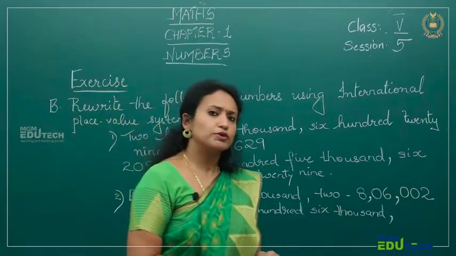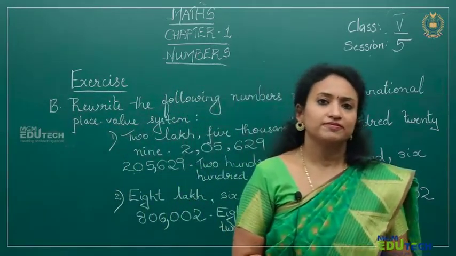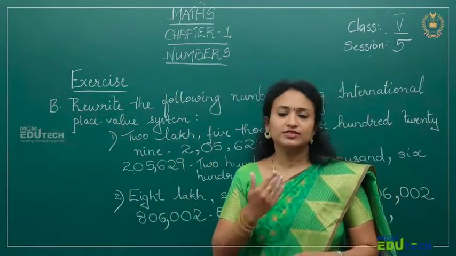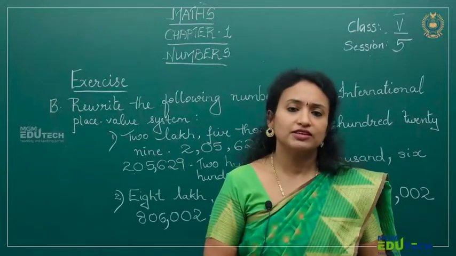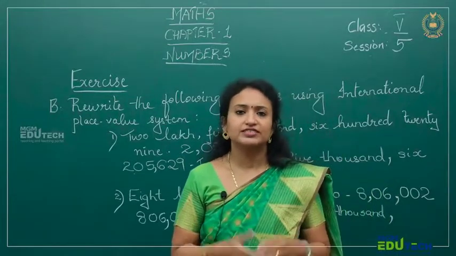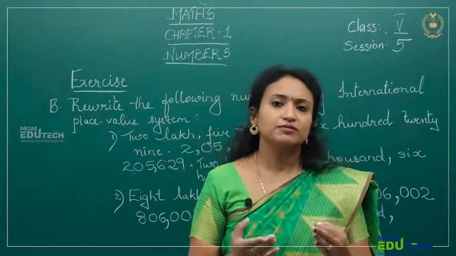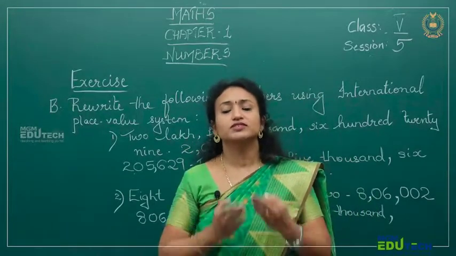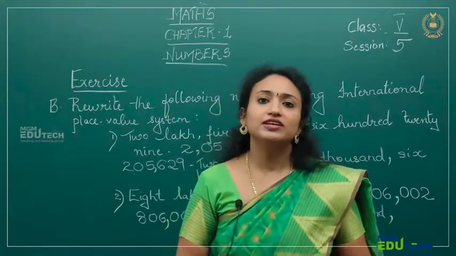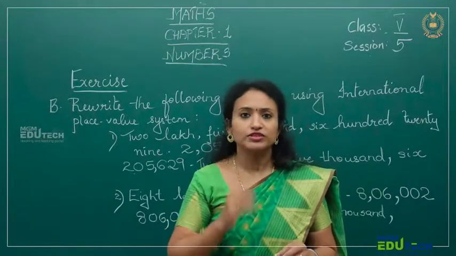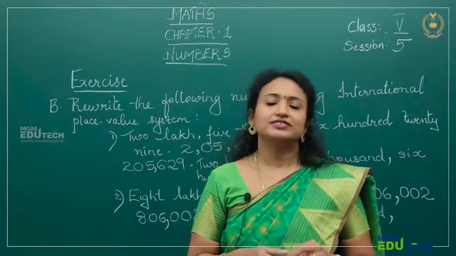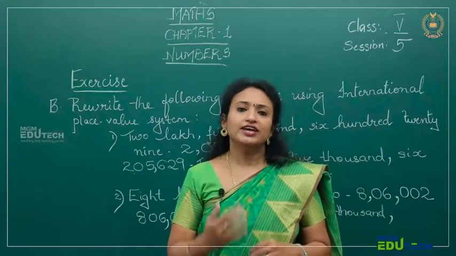Understood? Do you want me to do more of these questions? Is this topic clear? Let's move on to the next question. I hope it is clear to you. Very easy, right? Writing numbers in the international place value system is very, very easy compared to the Indian place value system. Don't you think so? Okay, so now let's move on to the next question.